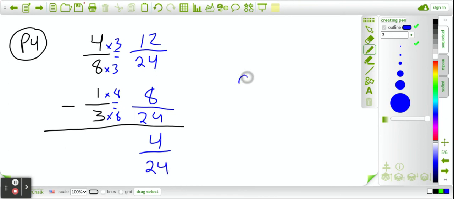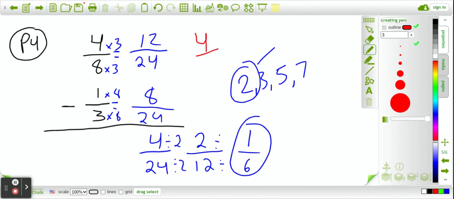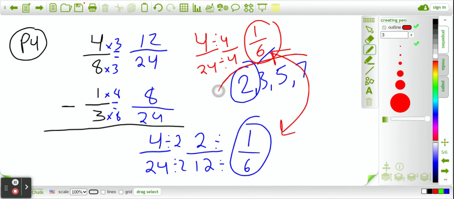Now if I were to check 2, 3, 5, and 7, I could see that 2 works. So I could divide this by 2 and divide that by 2 and get 2/12. And if I checked again, I could see that it works again. That would be 1/6. Now, if you saw something else, if you got 4/24, you could have divided both of these by 4. 4 also works. So that would be 1/6. Same answer, you just got there a little bit quicker. Checking your 4 numbers is just a quick way to do it in case you get stuck and you can't see a better way to do it.